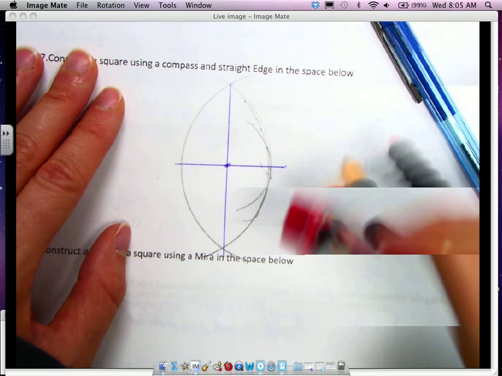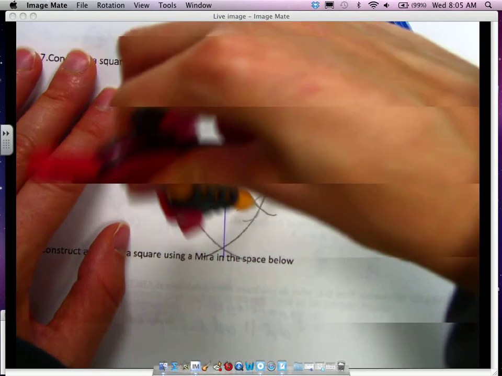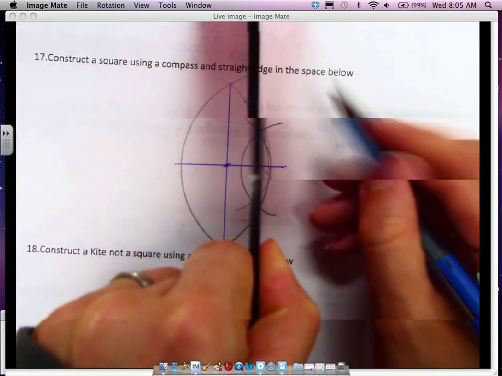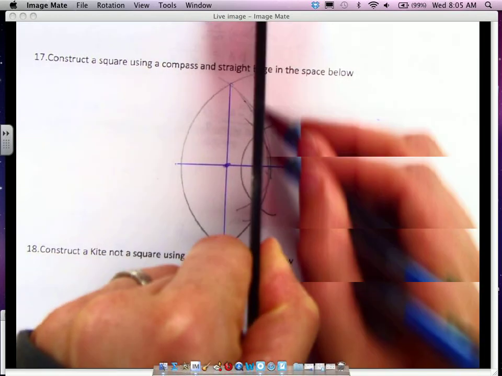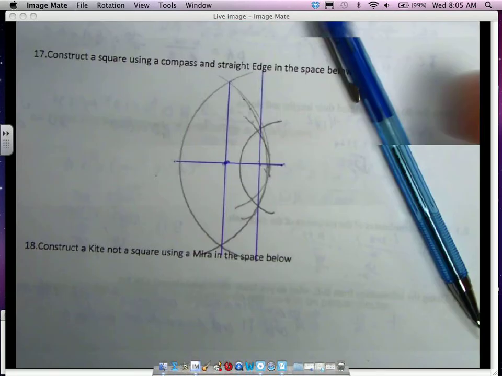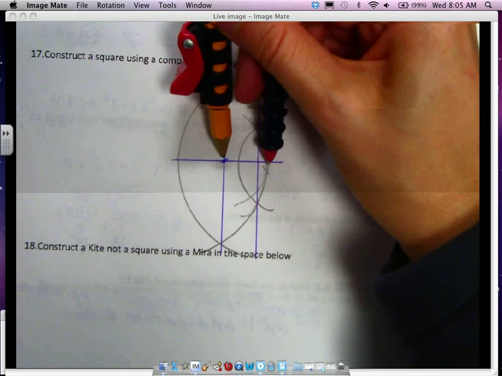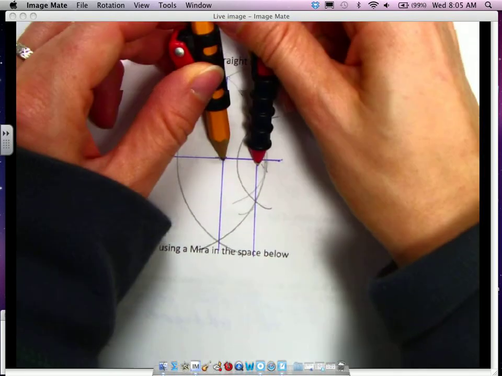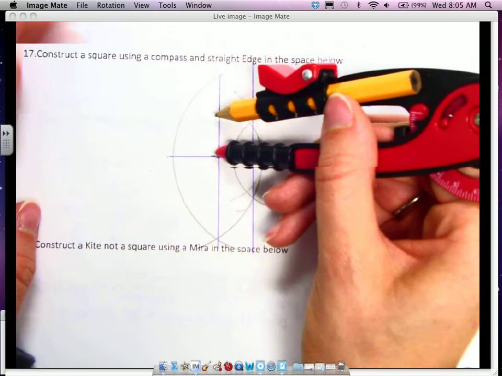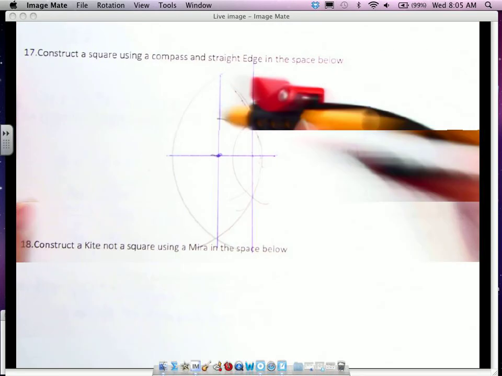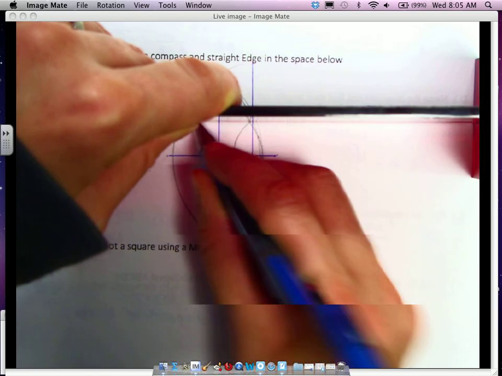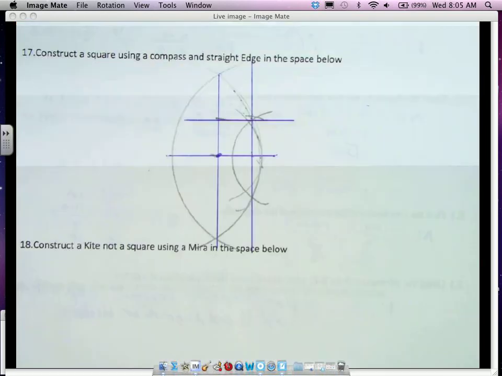I'm going to not change the distance. I'm going to draw another arc. And I'm going to make another line that goes through it, so I know it's perpendicular. Then I'm just going to use my compass, find the length between these 2 sides, and make a mark right here, so I know it goes up that far. Make a mark right here. And then I'm going to connect them so that I know all 4 sides are the same length. And I've got my square.